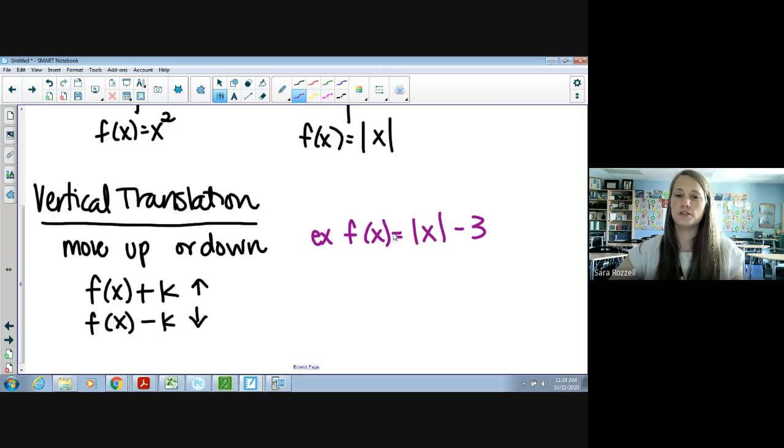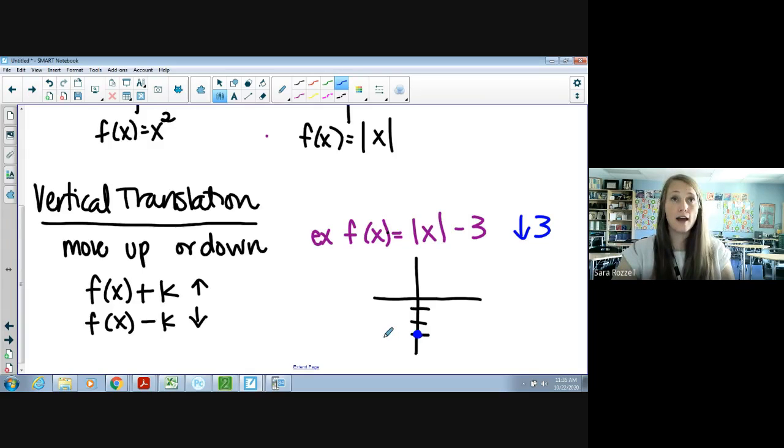Down, and down how many units? 3. So what I would do, if I'm drawing this graph, I would go down 3 units, 1, 2, 3. So this was down 3. And then from here, I'm just going to draw that V that I drew up above. So as long as I know the slopes of my sides, I can do it.